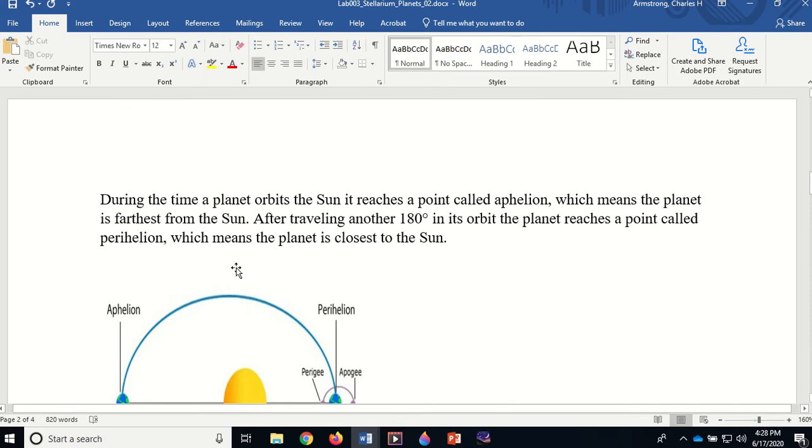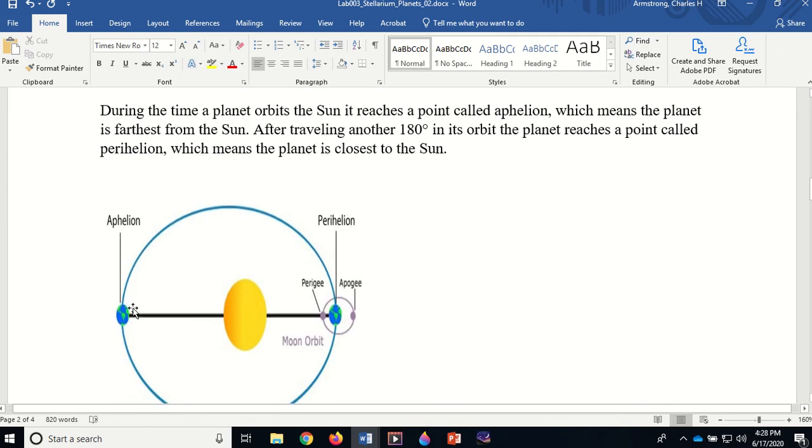During the time a planet orbits the sun, it reaches a point called aphelion. That is furthest from the sun, which means the planet is farthest from the sun. After traveling another 180 degrees, so it's over here and it completes half its orbit, it now is at a point called perihelion. That is when the planet is closest to the sun. So you've got that in its orbit, because they're not perfectly circular.